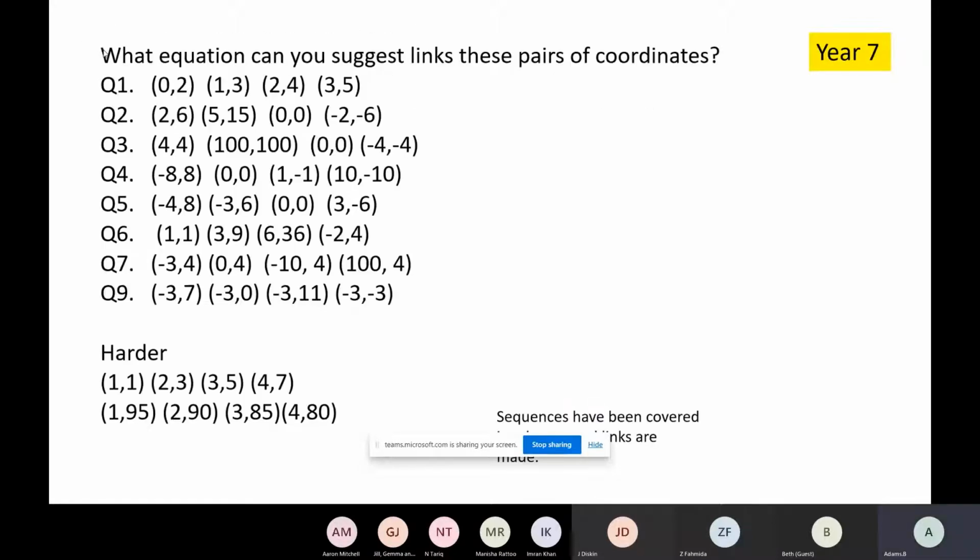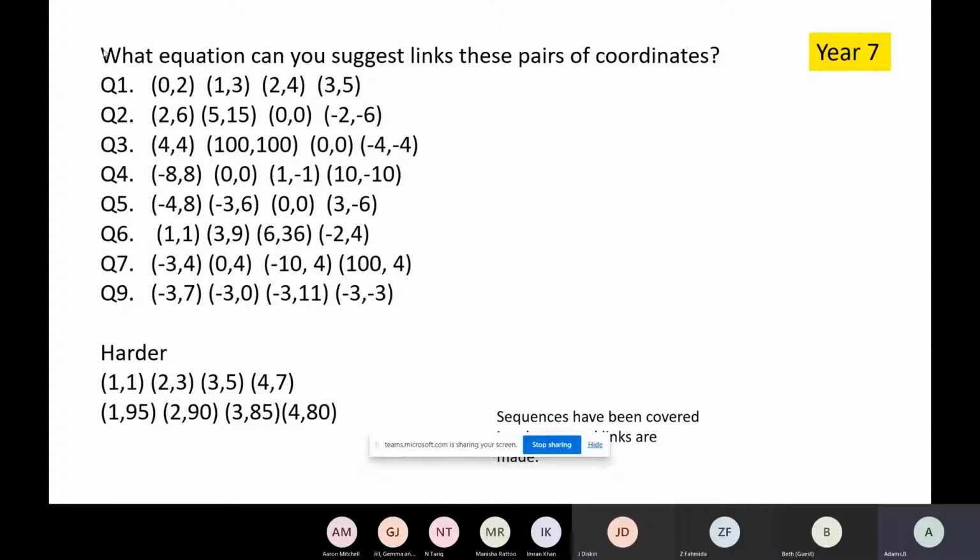Now, I don't tend to use PowerPoints in my lessons at all, but when I teach year 7, this is how we do our first lessons on coordinate geometry. The first lesson is I give them a bunch of coordinates just like this, maybe broken up into 3 or 4 equations rather than 11, and ask them, can they see a pattern that links the 2 coordinates? Can they see a connection?